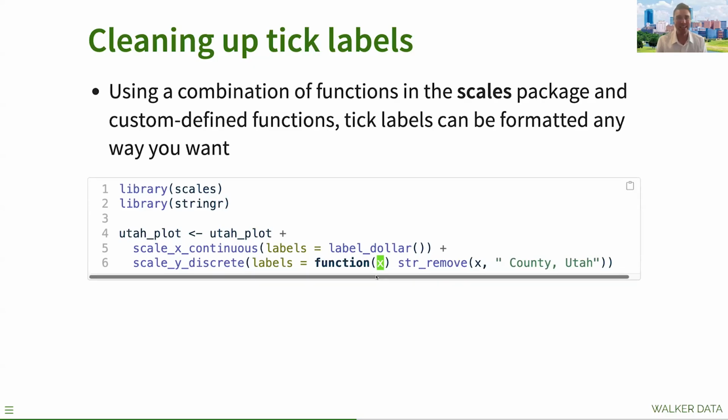That doesn't necessarily make it any more fun. But you can think about it this way. You can say for every x, so for every value on the y-axis, run this: remove the string "Space County, Utah" from x. So it's basically saying remove all of this chunk of code that I just highlighted, space, County, comma, space, Utah, remove that from every element in the y-axis.